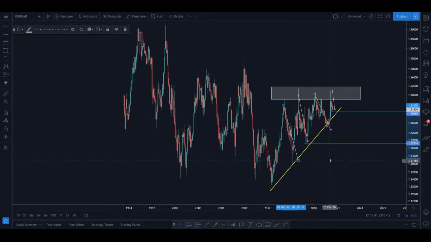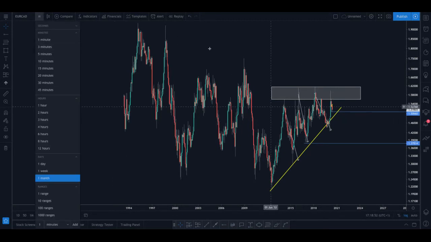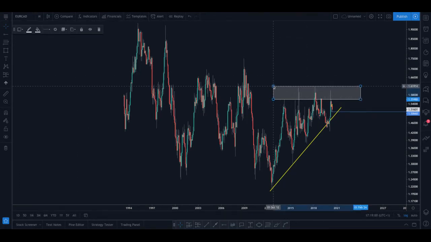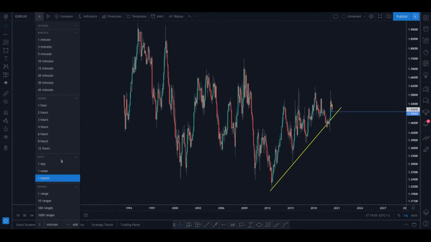Definitely in 2021, be looking for EURCAD shorts, definitely into this demand level. That's something for the near future. Now I'll remove all of these arrows, delete this, and we'll go down to the daily chart.